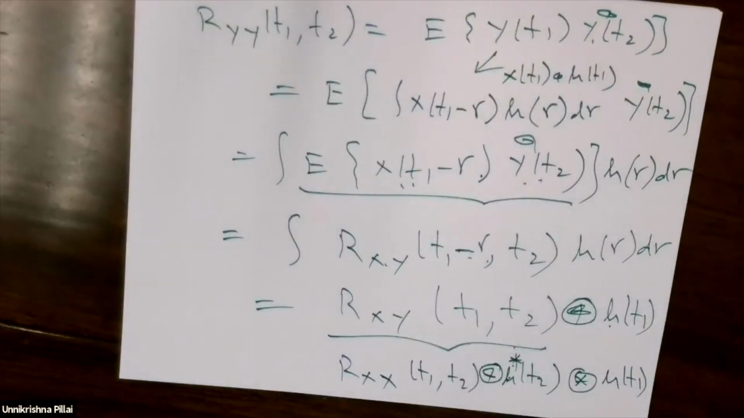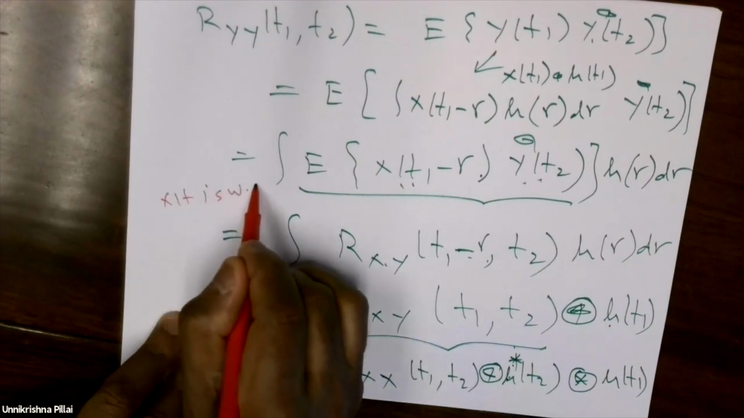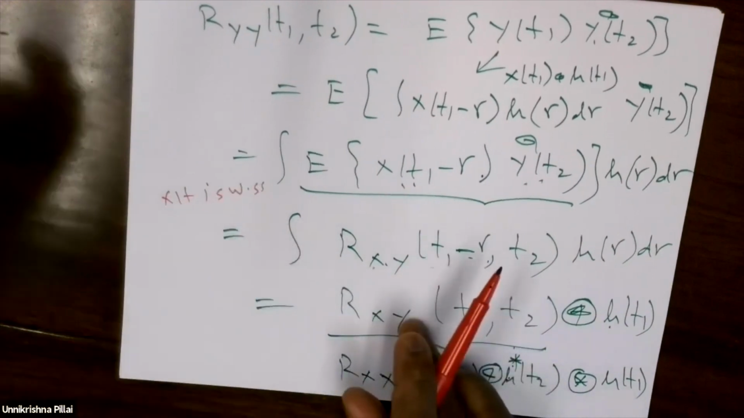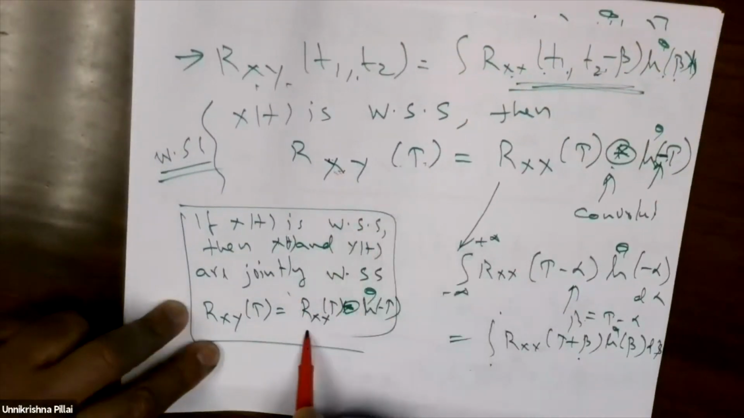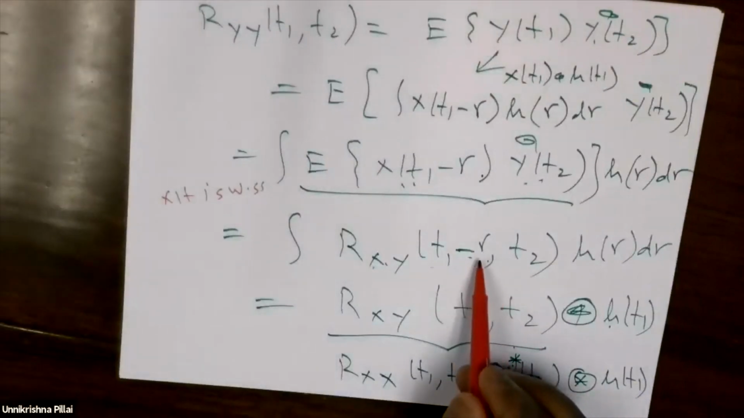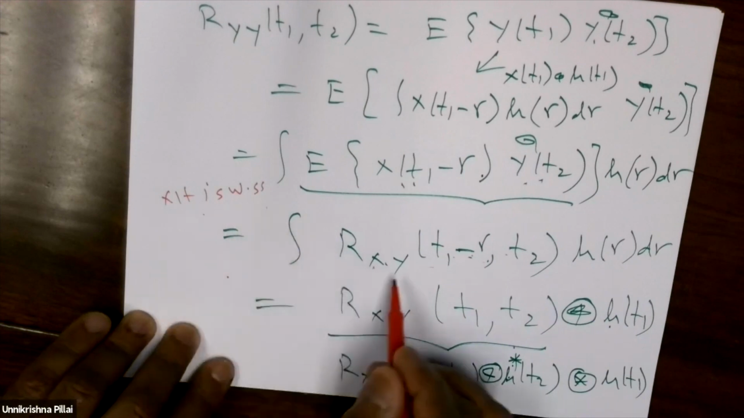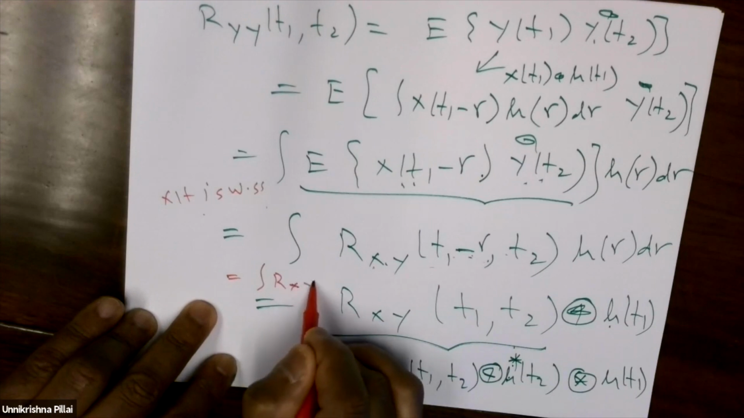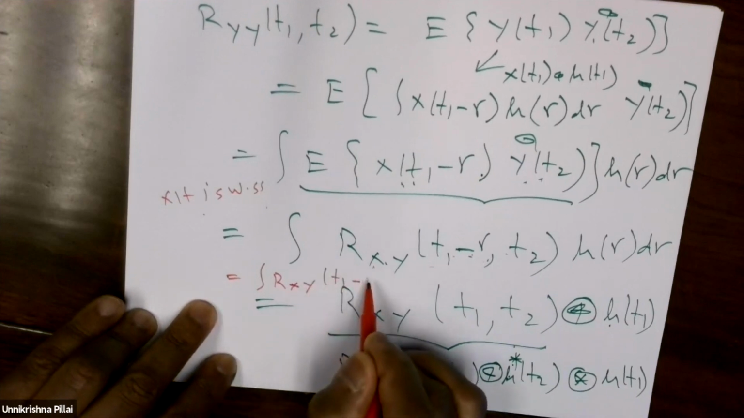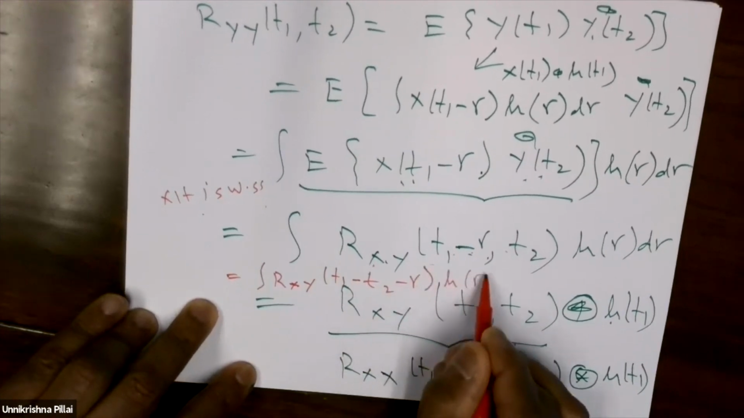Okay, so what if it is Wide Sense Stationary? Let me consider the Wide Sense Stationary case. Already, if x of t is Wide Sense Stationary, we concluded this function is jointly Wide Sense Stationary. Look at the previous one: X and y are jointly Wide Sense Stationary. So I can write this as t1 minus gamma minus t2. If x of t is Wide Sense Stationary, this becomes Rxy(t1 minus gamma minus t2), multiplied by h(gamma) d gamma.